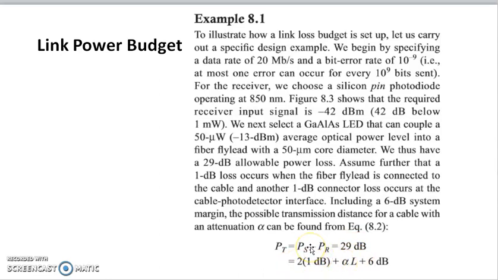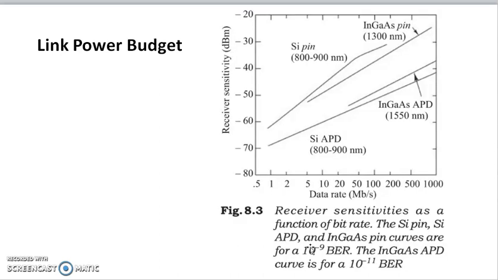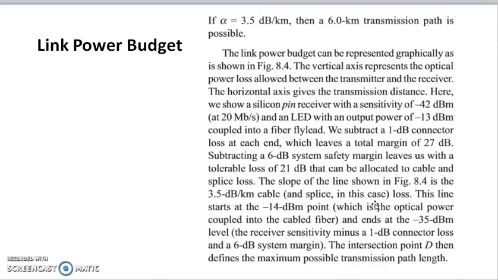Here we consider that the loss depends upon how much is the transmission power and what will be the receiving power. So that is the total loss. But in between there are the connectors, attenuation, system margin, and loss which we need to consider. This one is the receiver sensitivity, that is output power, and if alpha is equal to 3.5 dB per kilometer, then with this alpha value we can have a 6 kilometer path length.